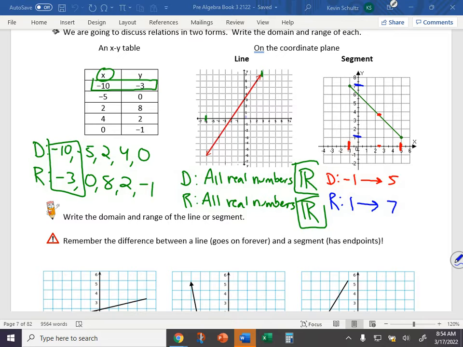Tony? It goes to 8. Sorry? It goes to 8. The coordinate plane goes to 8, but look where our segment stops. Our segment does not go all the way up to 8, right? Our segment stops at 7.